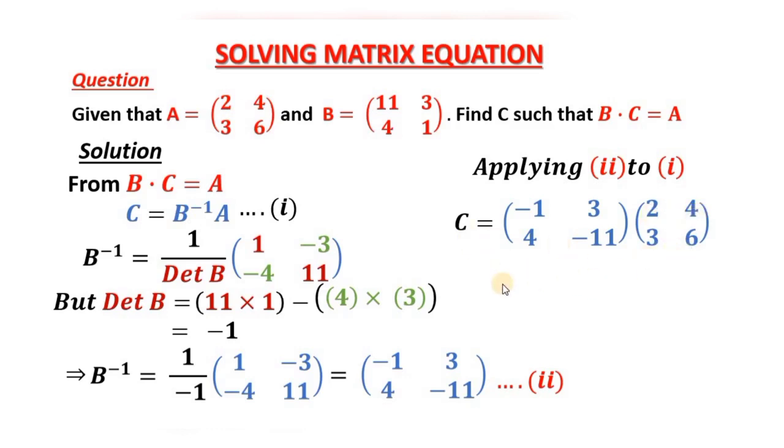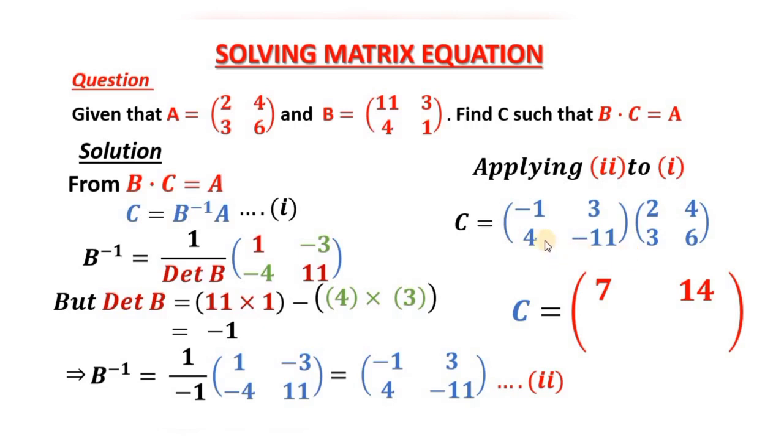When you multiply, we are going to have, so negative 1 multiplies 2 and 3 multiplies 3, so that we have negative 2 plus 9, that gives us 7. Negative 1 times 4 is negative 4, 3 times 6 is 18, negative 4 plus 18, that is 14. So remember, we are multiplying row by column, row by column.